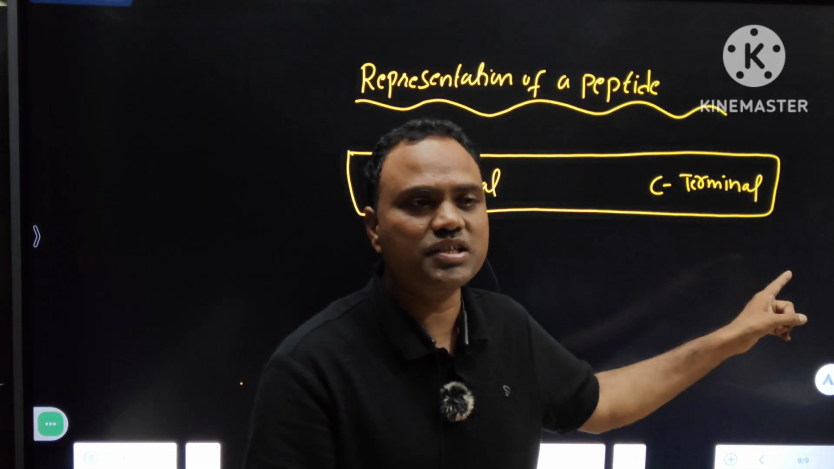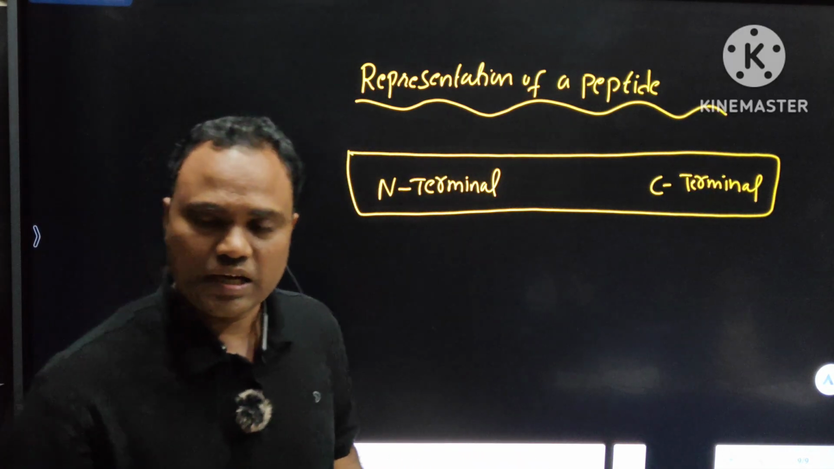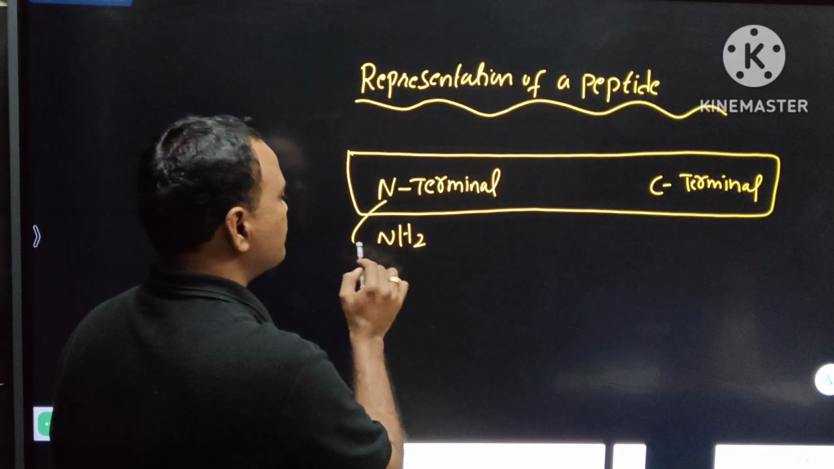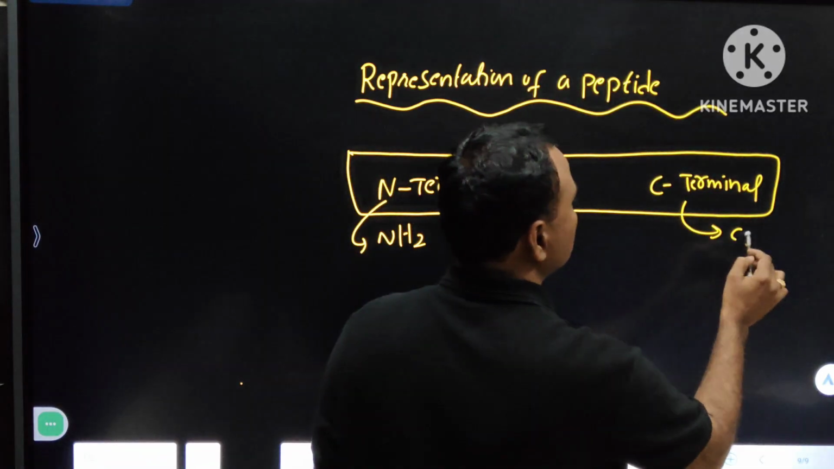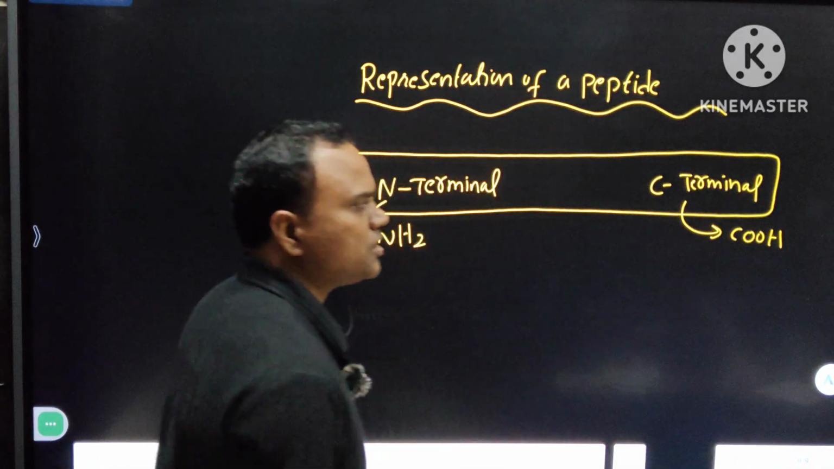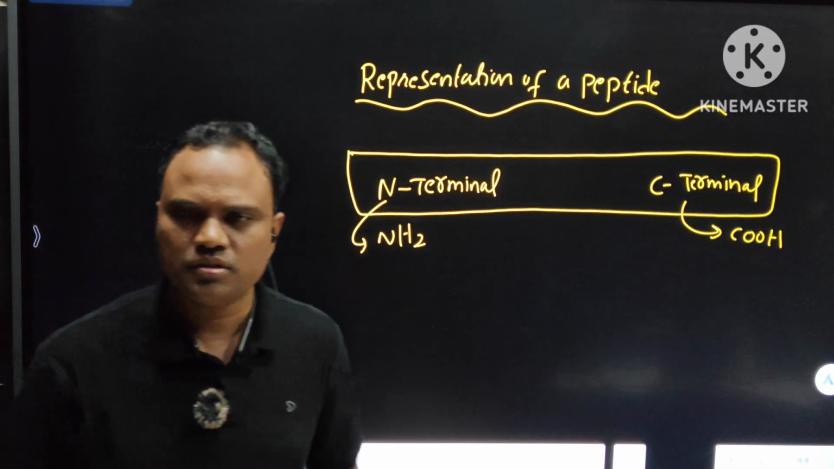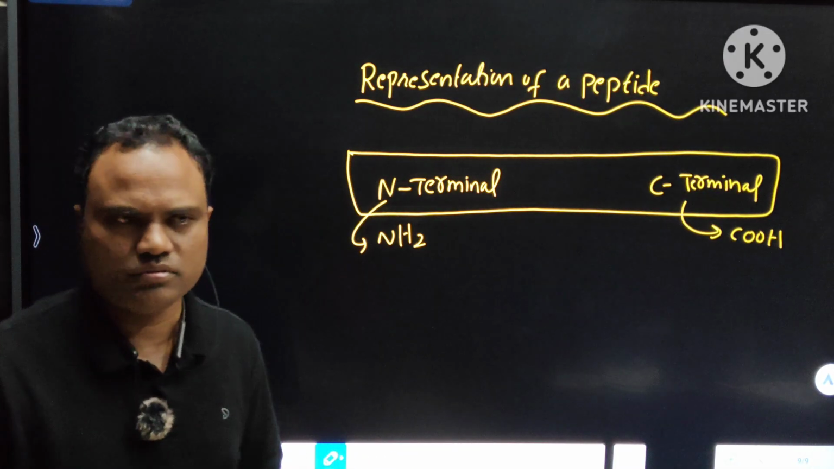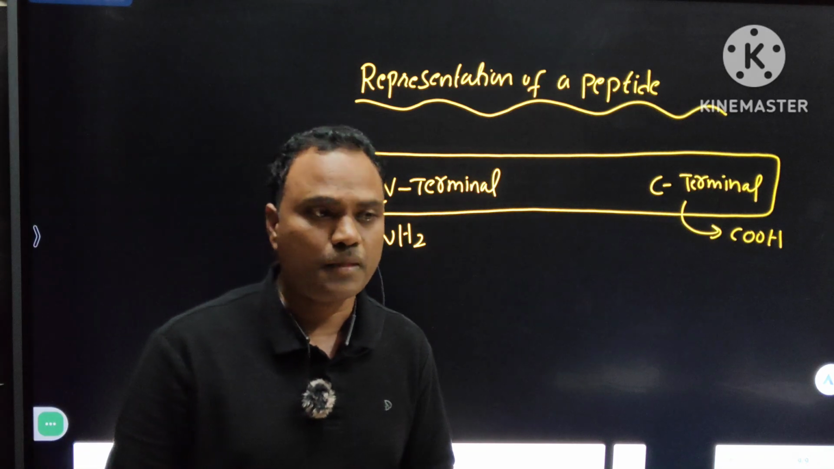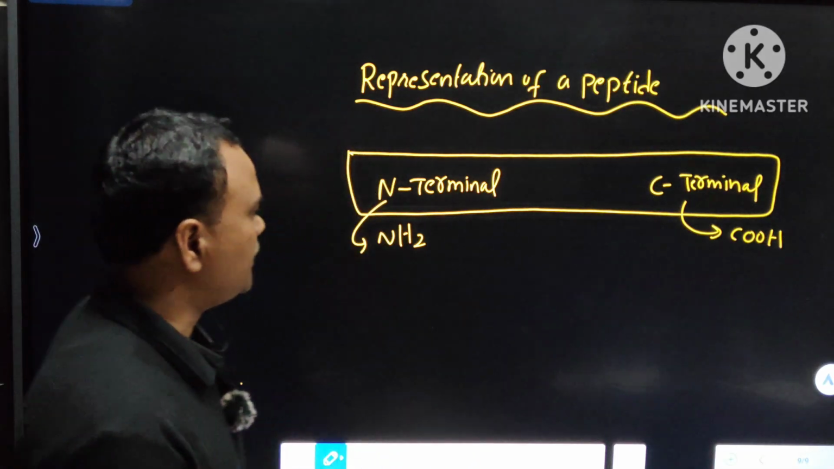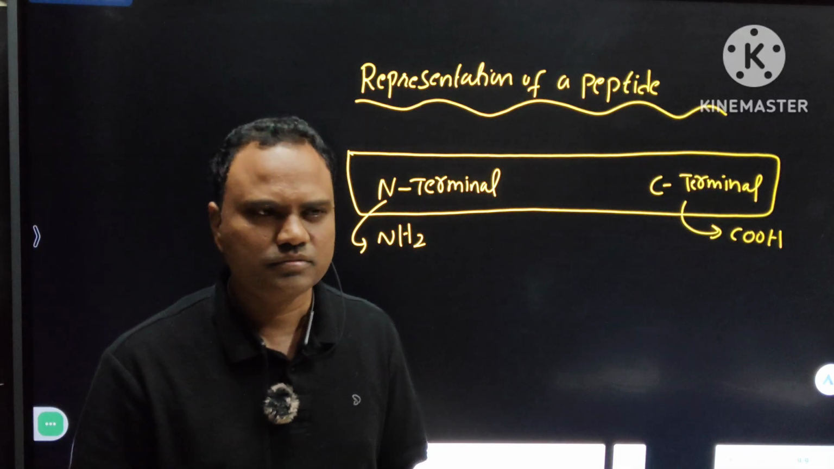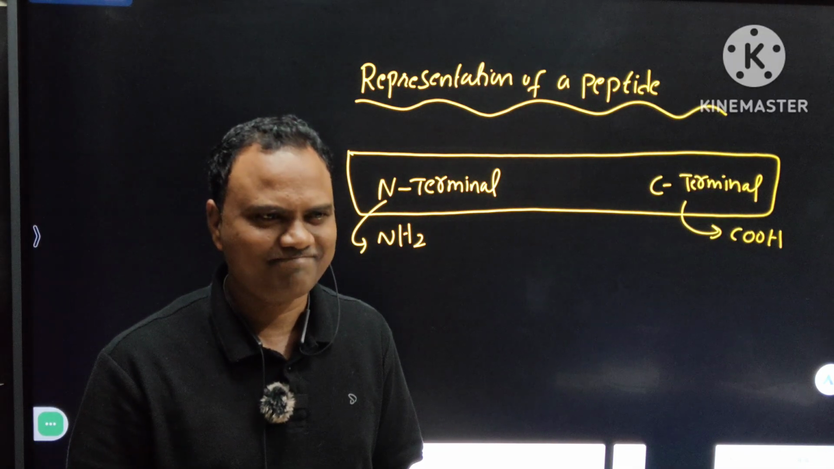C terminal means COOH, N terminal means NH2. COOH should be present on the right hand side. Clear? NH2 should be present on the left hand side. That is the rule. Representation of peptide. N terminal, my name will come first, no? Remember, I am always first. Okay.